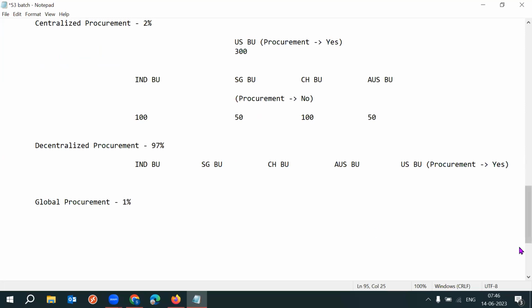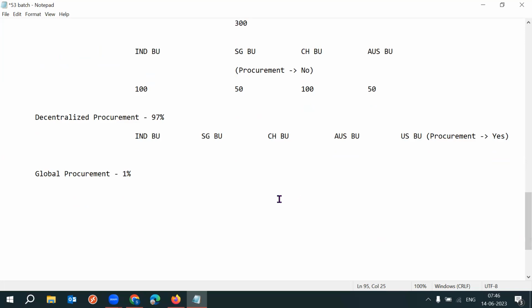So what is meant by global procurement? I personally named it conditional based procurement, because I write the conditions. According to the conditions, the system is going to work. What are the conditions? Suppose you are trying to procure electronics, it has to be procured from China only.